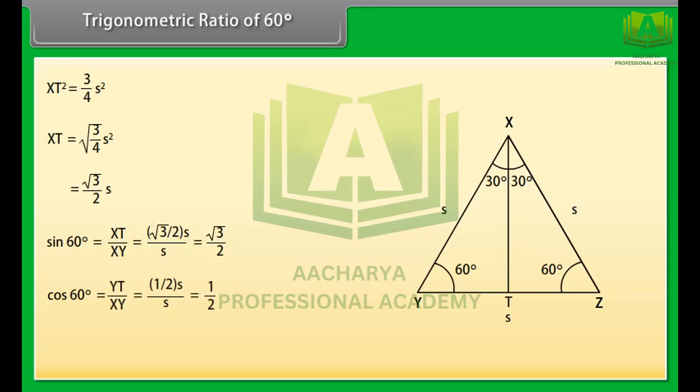Cos 60 degrees is equal to YT upon XY equals 1 upon 2 S upon S equals 1 upon 2. Tan 60 degrees is equal to XT upon YT equals square root 3 upon 2 S upon 1 upon 2 S equals square root 3.